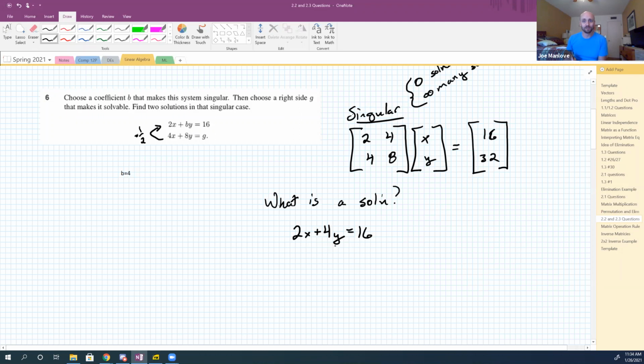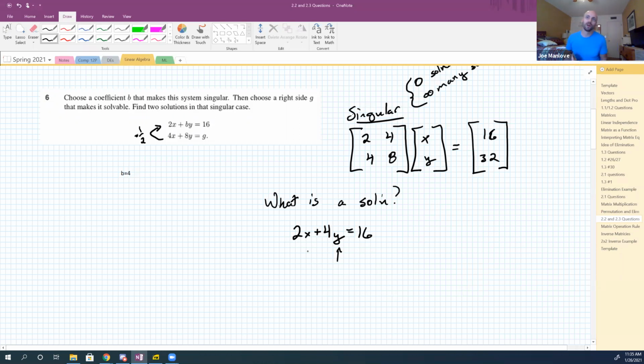You guys see that? Which variable's free? I don't know. There's two. Traditionally, books will point at this one and say that this one's free. But I'm kind of lazy. I'll probably take that to be what? If I just need some answer to this, right? I just need some point on the line 2x plus 4y is 16.